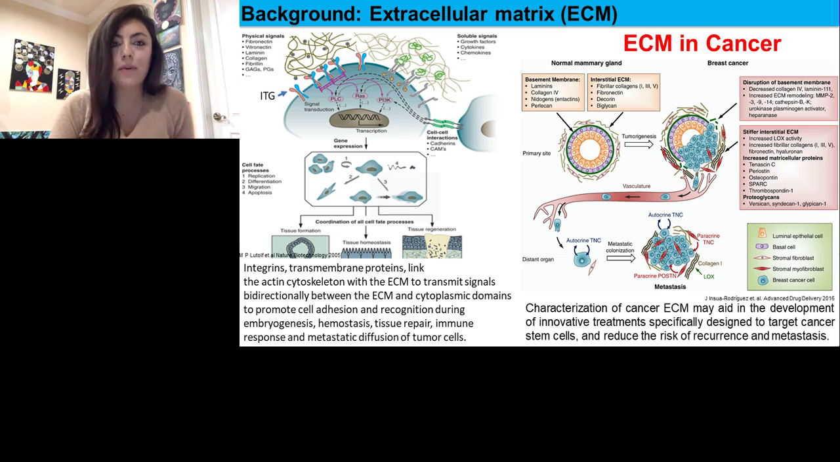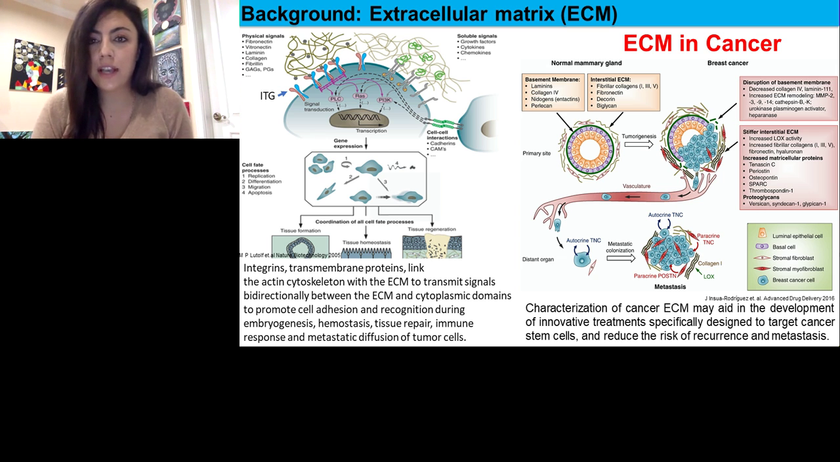It is composed of both physical signals, such as fibronectin, laminin, and collagens, and it is also made up of soluble signals, such as growth factors, cytokines, and chemokines. We also have integrins, which are transmembrane proteins that directly link the actin cytoskeleton with the extracellular matrix to transmit signals bidirectionally between the extracellular matrix and the cytoplasmic domain. And this is to promote cell adhesion and recognition during embryogenesis, homeostasis, tissue repair, immune response, and metastatic diffusion of tumor cells. And this is an important concept because in cancer, the extracellular matrix actually plays a huge role.